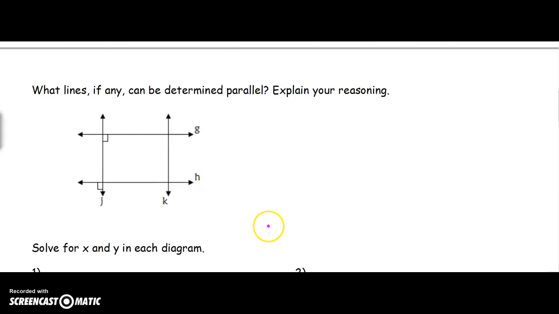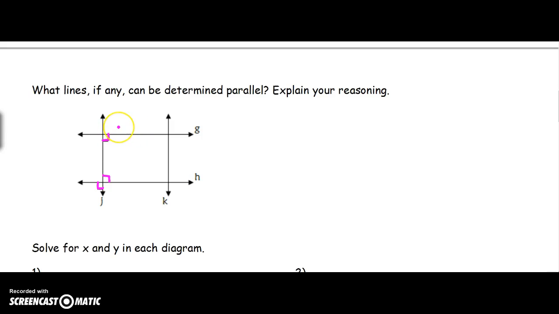So here's a few more. It says, what lines, if any, can be determined parallel? Explain your reasoning. We don't know if they're parallel right now. The only thing we know is that we have a right angle here and a right angle here. We can also say that this is a right angle because they're vertical angles.